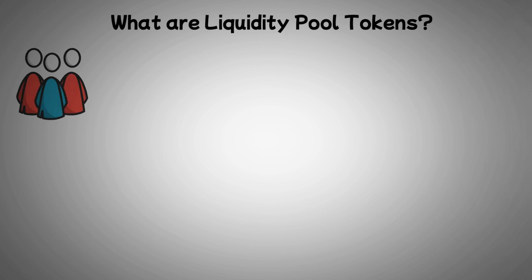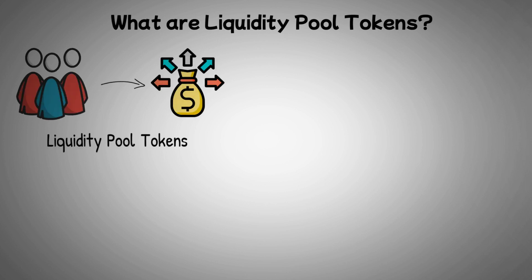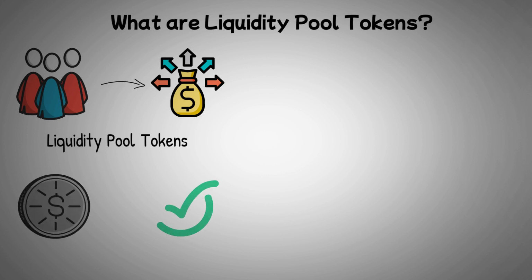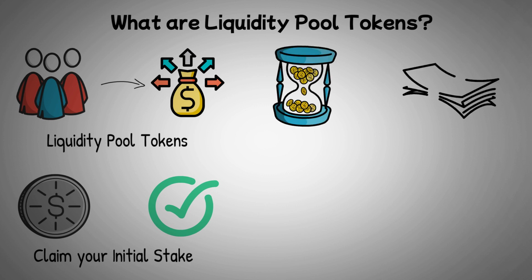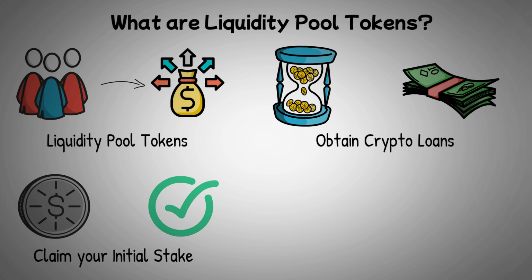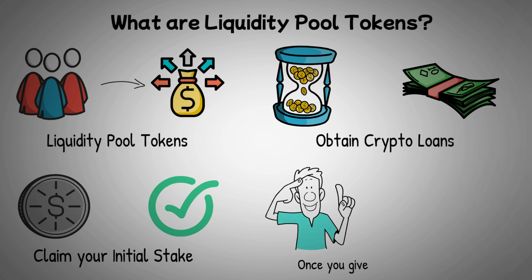Users who offer liquidity in liquidity pools are given liquidity pool tokens, also known as liquidity provider tokens. These tokens function as receipts, allowing you to claim your initial stake and any interest earned. You can also utilize your LP tokens to earn interest on a yield farm, obtain crypto loans, or transfer ownership of the staked liquidity. However, it's critical to remember that once you give up custody of your LP tokens, you no longer hold the associated liquidity.